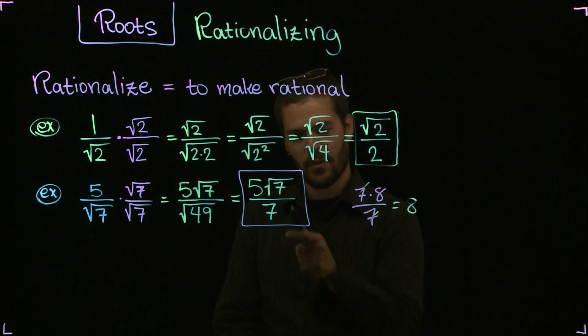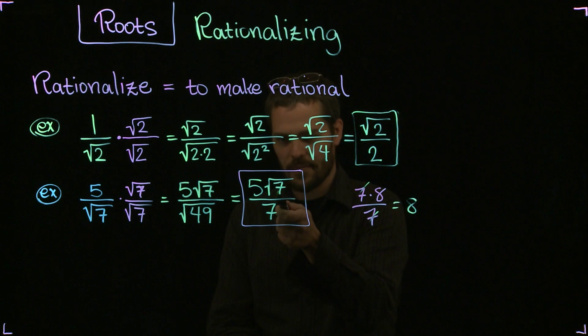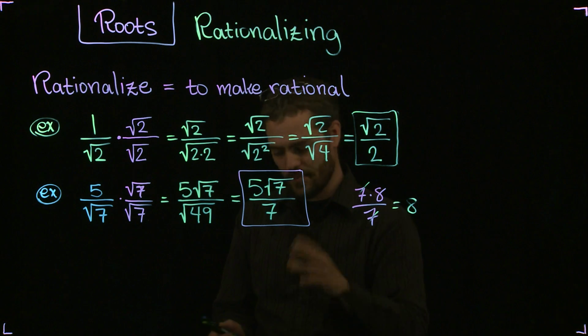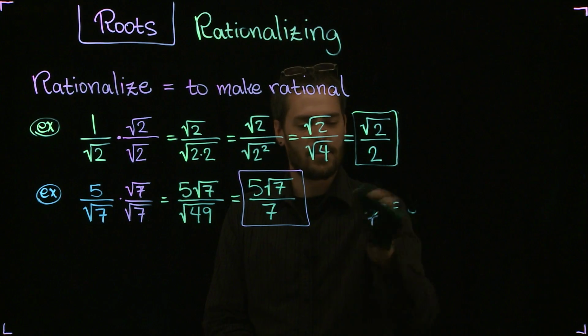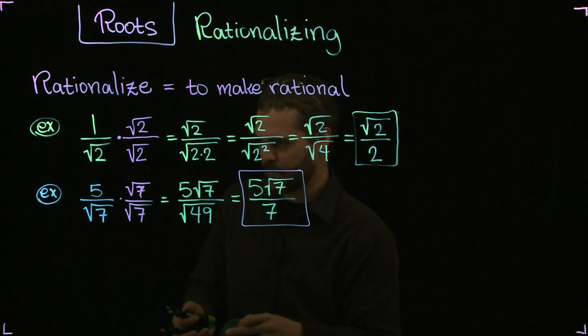But the number up here is not 7, and that's the tricky part. This is 7, that is not 7. Although it looks like a 7, it is the square root of 7, which is some other irrational number. So don't do that. This is the final result shown right here.